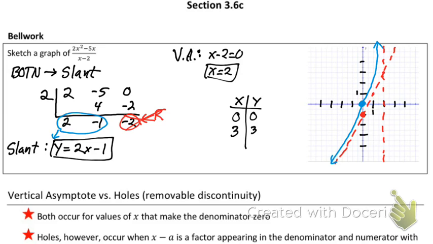Because it would be 3 over 1. Yep, it would be 3 over 1, which gives you 3, usually. So we'll plot the point 3, 3. So we'll have something that comes up like that, comes down. Oh, we got that graph.